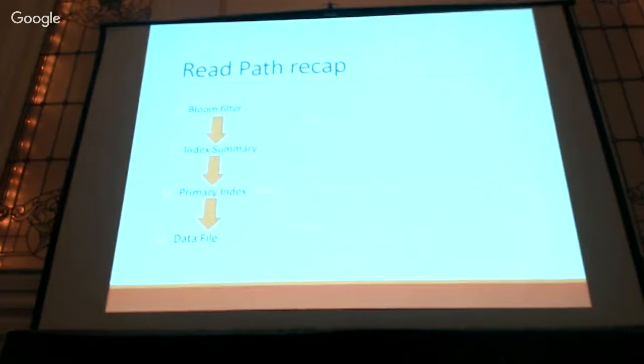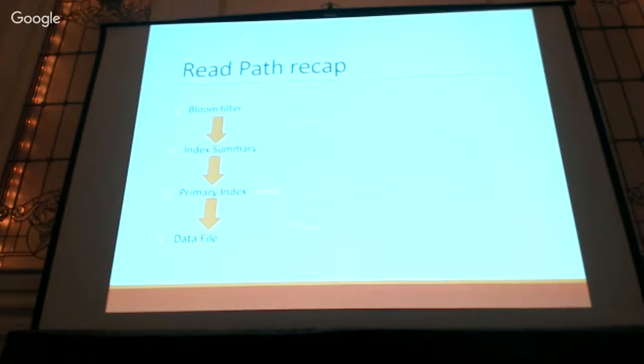Just a short recap about what the ticket was about. It was about big partitions. Short recap 101: when we read data, we go to the row filter, the bloom filter, then the index summary, and then the primary index and the data.